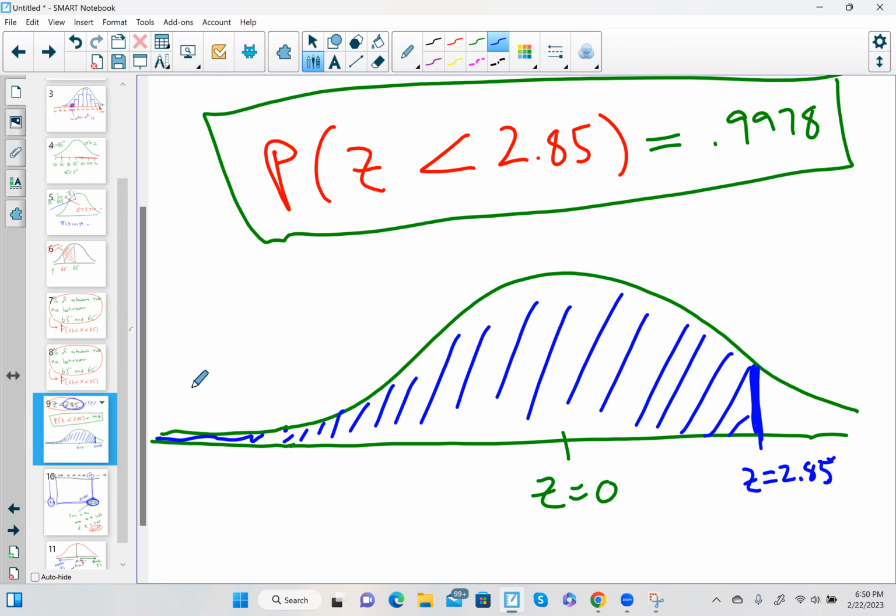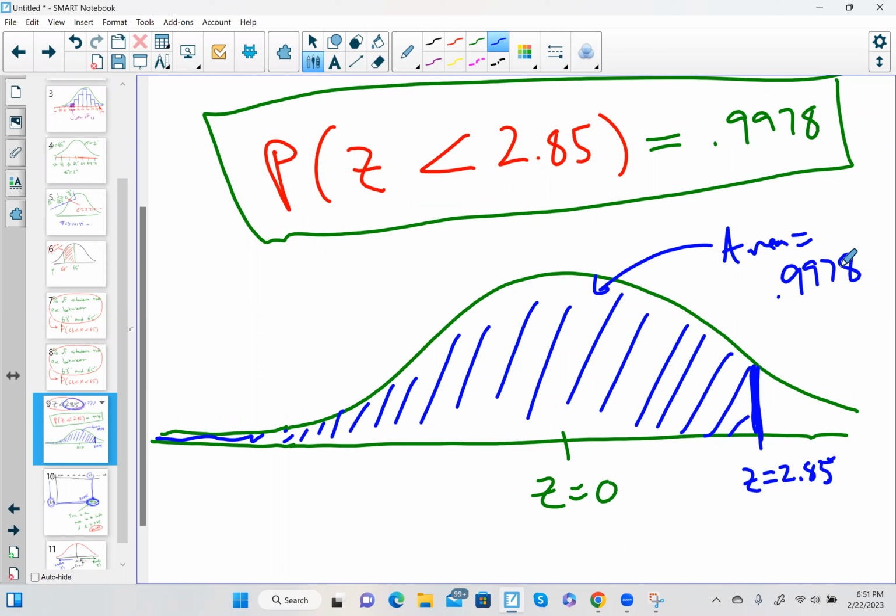Okay. So it turns out that this area here is equal to 0.9978. So that's what we just did. When we looked in the chart and we looked up the 2.85, the number we got, 0.9978, is the area that's to the left of Z equals 2.85. That's what this chart does. Okay.